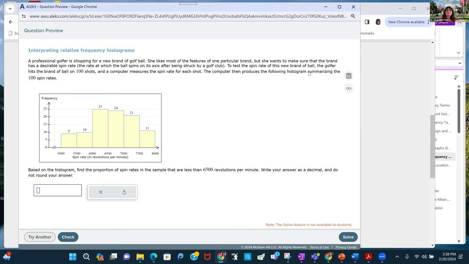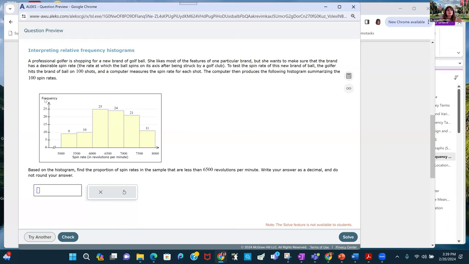Anyways, to test the spin rate, the golfer hits the brand of ball on 100 shots, and a computer measures the spin rate for each shot. The computer then produces the following histogram. I imagine this is exactly the type of thing that they do. This might be a little oversimplified, but you could imagine this is what they do to test. So the golfer hits the brand of balls on 100 shots. So 9 of the shots had a spin rate between 5,000 and 5,500 revolutions per minute, right? 10 shots between here and here.